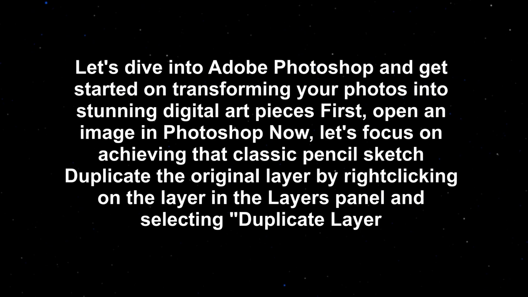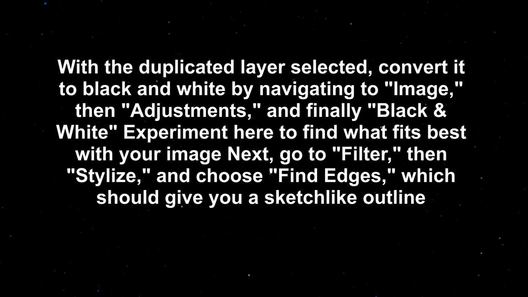Duplicate the original layer by right-clicking on the layer in the Layers panel and selecting Duplicate Layer. With the duplicated layer selected, convert it to black and white by navigating to Image, then Adjustments, and finally Black and White. Experiment here to find what fits best with your image. Next, go to Filter, then Stylize, and choose Fine Edges, which should give you a sketch-like outline.